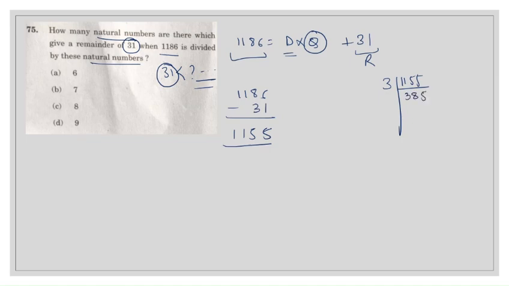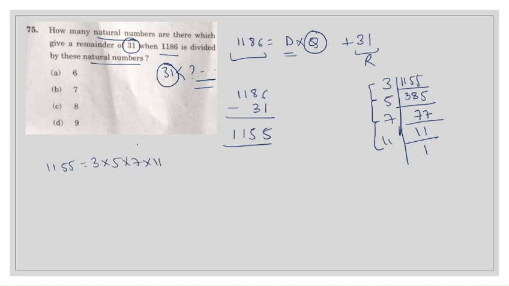Now 385 has digit sum 16, which means it is not divisible by 3, so we'll check by 5. 5 into 77, then 7 into 11, and then again 11. So basically we have received these 4 prime numbers for 1155. So we have 3 into 5 into 7 into 11.